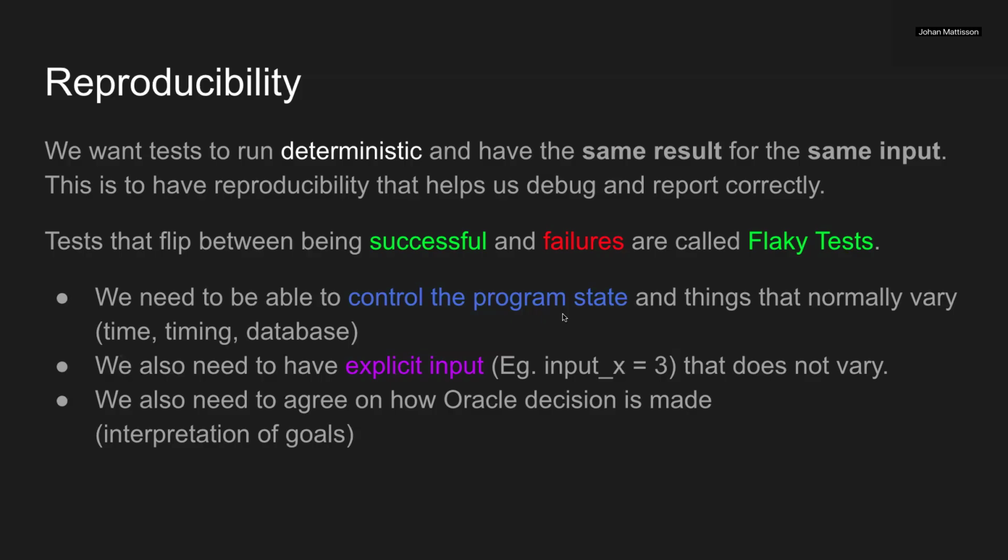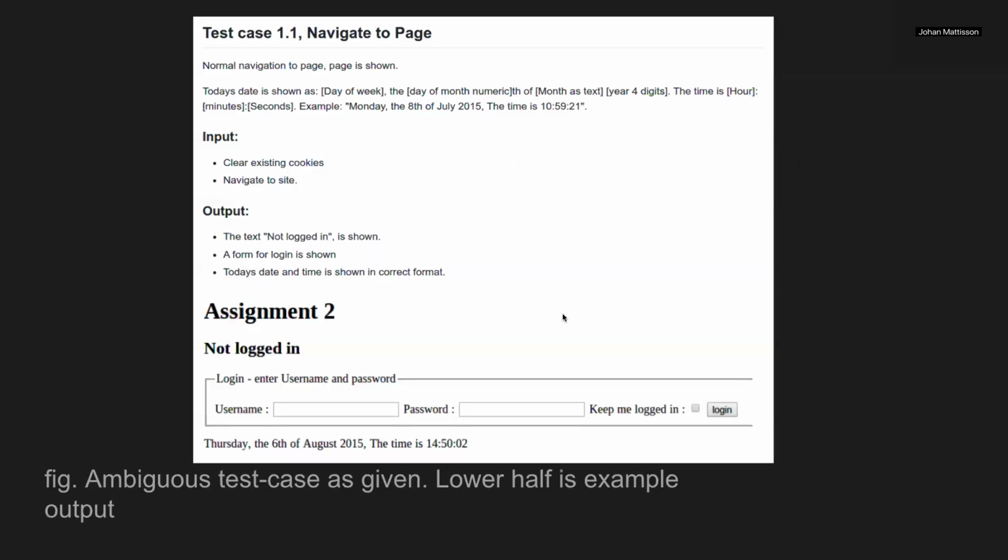So in order to reproduce it, we need to be able to control a lot of it, basically. And this can become quite tricky. So here's an example. This is from a previous course, so it's kind of old, but it still holds value.